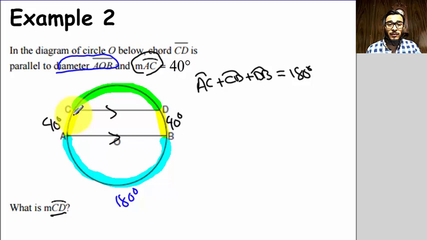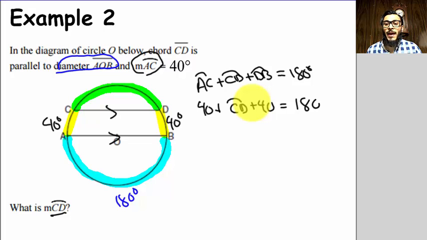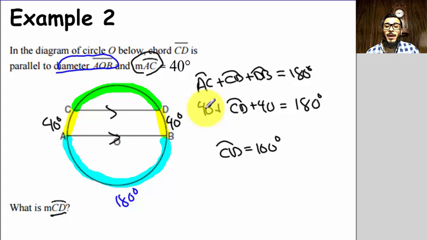So that means that these three arcs added together, arc AC, arc CD, and arc DB, must be equal to 180 degrees. So if we know arc AC is 40, and we also know arc DB is 40, and the three of them add up to 180, we know that arc CD must be equal to 100 degrees, right? Because 40 plus 100 plus 40 equals 180.